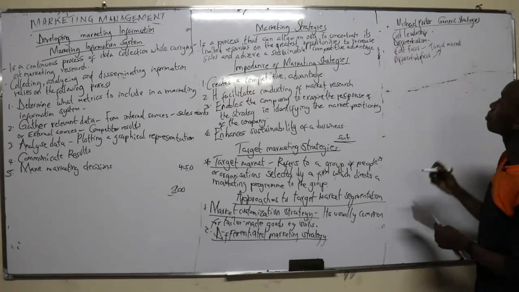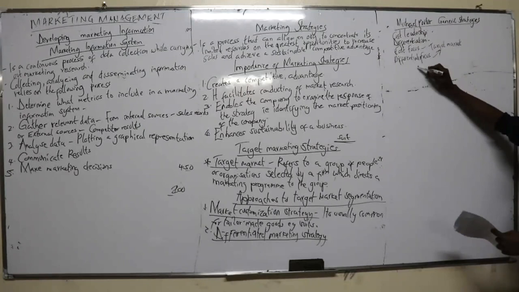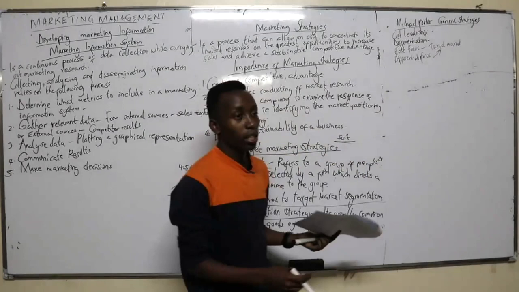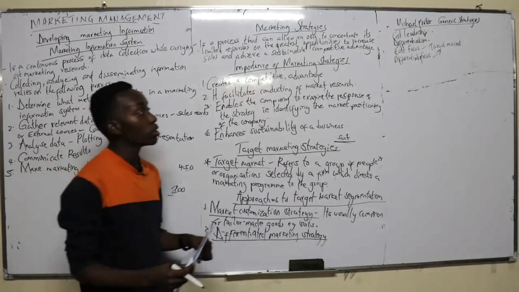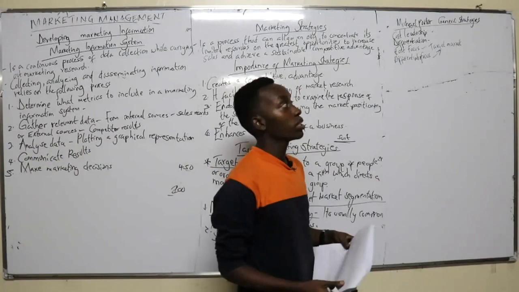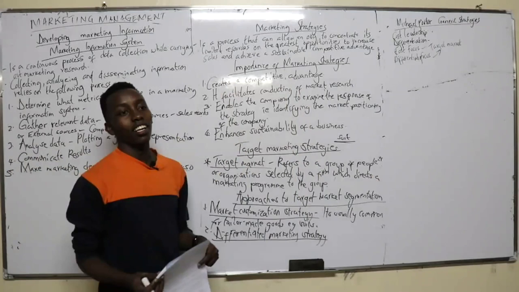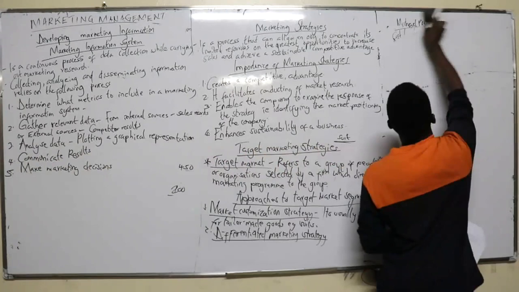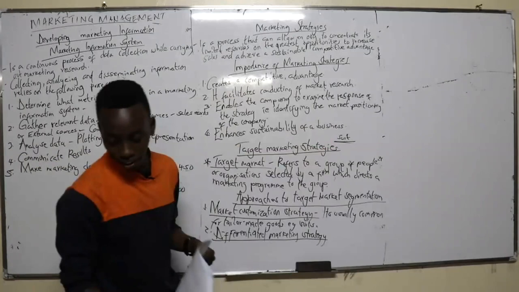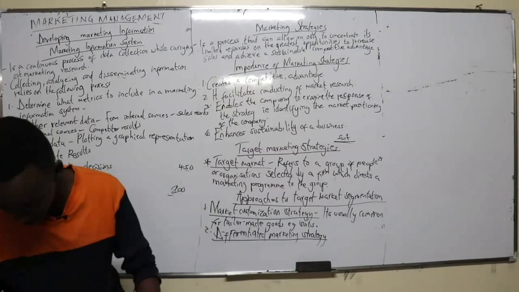So also we went through Michael Porter's value chain model, where we said we have two types of activities. One is the primary and secondary activities. And under the primary activities, which one did he discuss? We had the inbound logistics, outbound logistics, operation, and also marketing and sales and service.